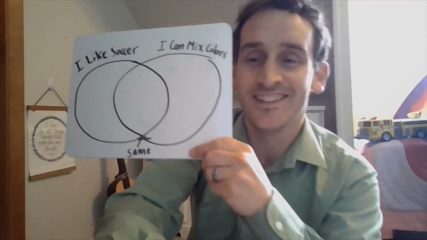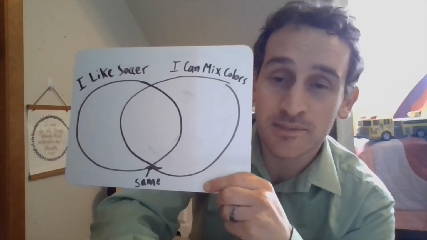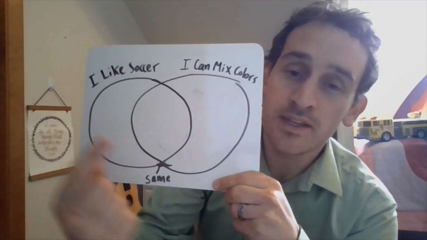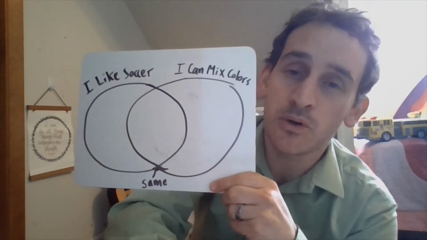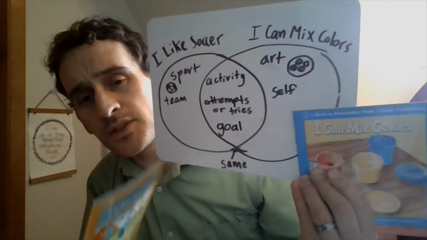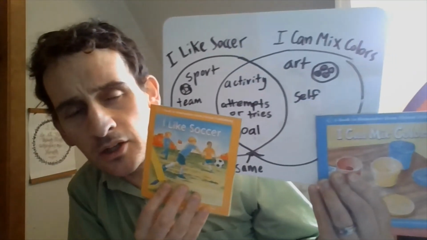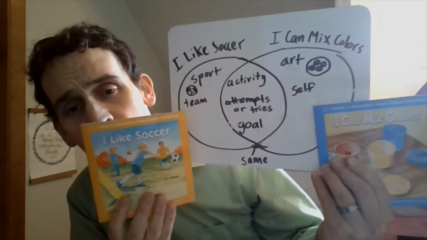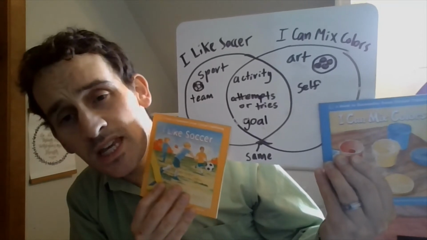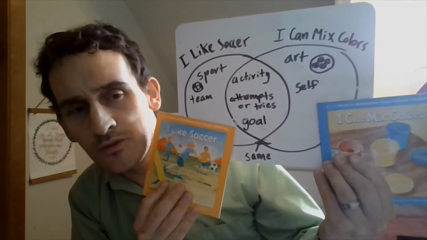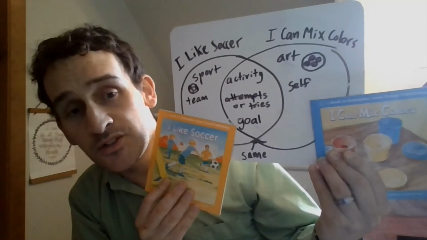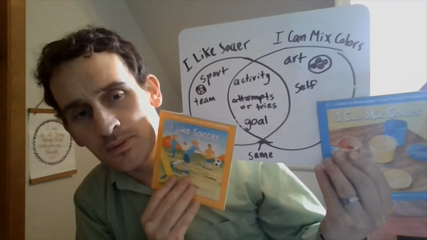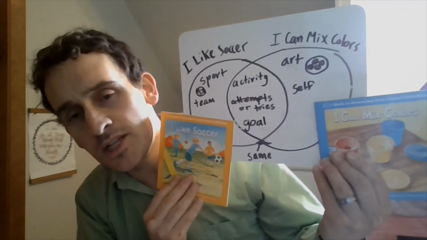Great! I'm so glad. Okay, let's have a little explore, and I'm going to model what it looks like to break this up into something that only happens in these books and something that happens between both books. Here you can see I've got both the books, and we're going to look at the differences and similarities. So first, in I Like Soccer, up here, it says that it's a team sport, or it's a sport, versus on the other side, I Can Mix Colors, it's art. That's different. I Like Soccer is a team game, whereas I Can Mix Colors is something she does by herself.